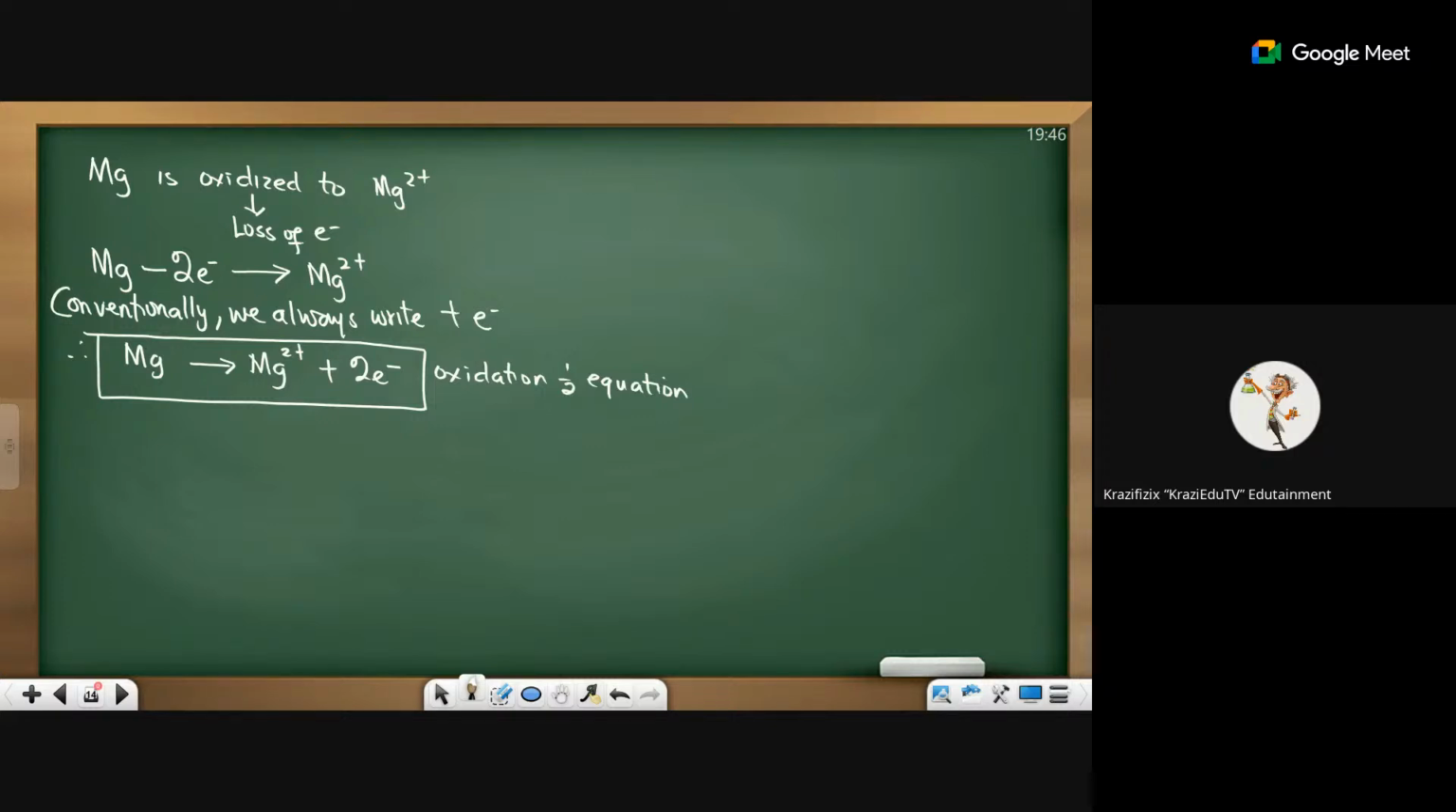Magnesium loses electrons, minus 2e. Told you when an atom loses an electron, it becomes positively charged. But conventionally, we don't write it as negative. So we move the negative over, it becomes what? Positive. Okay, that one is done.